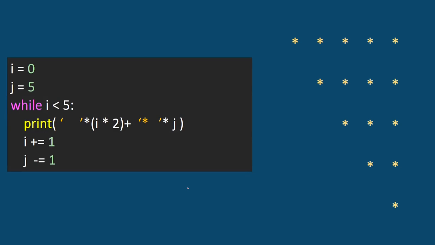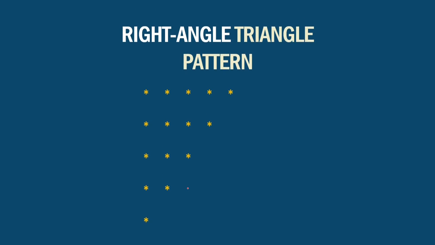We can use for loop in place of while loop. We can use any other character in place of star, and there are various other methods to execute this code. In the next video tutorial, we will see how to print right angle triangle pattern.